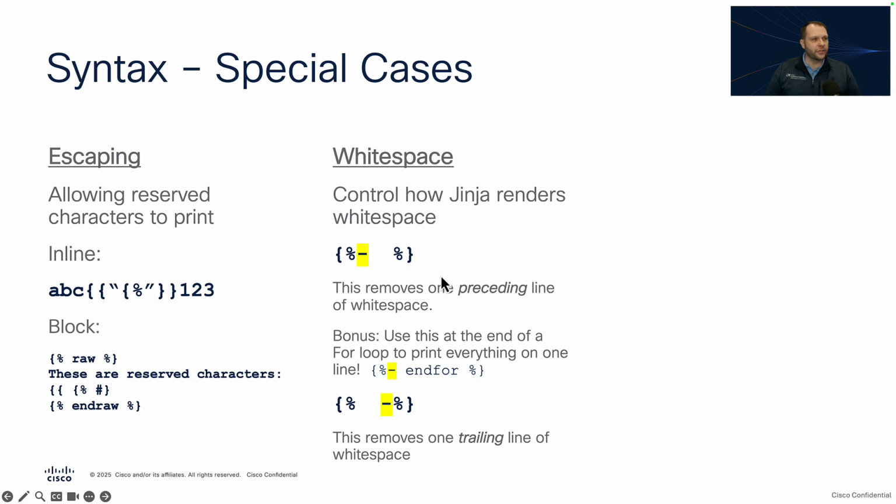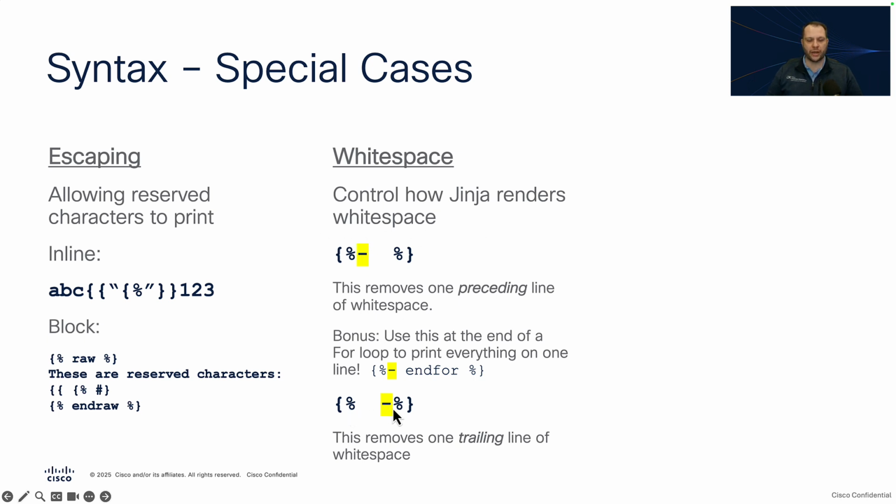The next option is white space control. Now, Jinja allows you some ability to control how it handles white space as it prints out the output of the template. This is where it either renders new lines or just additional white space. By adding a dash after the opening of a statement tag, you can tell Jinja to remove one preceding line of white space, so one line of white space that would have printed out above that statement.